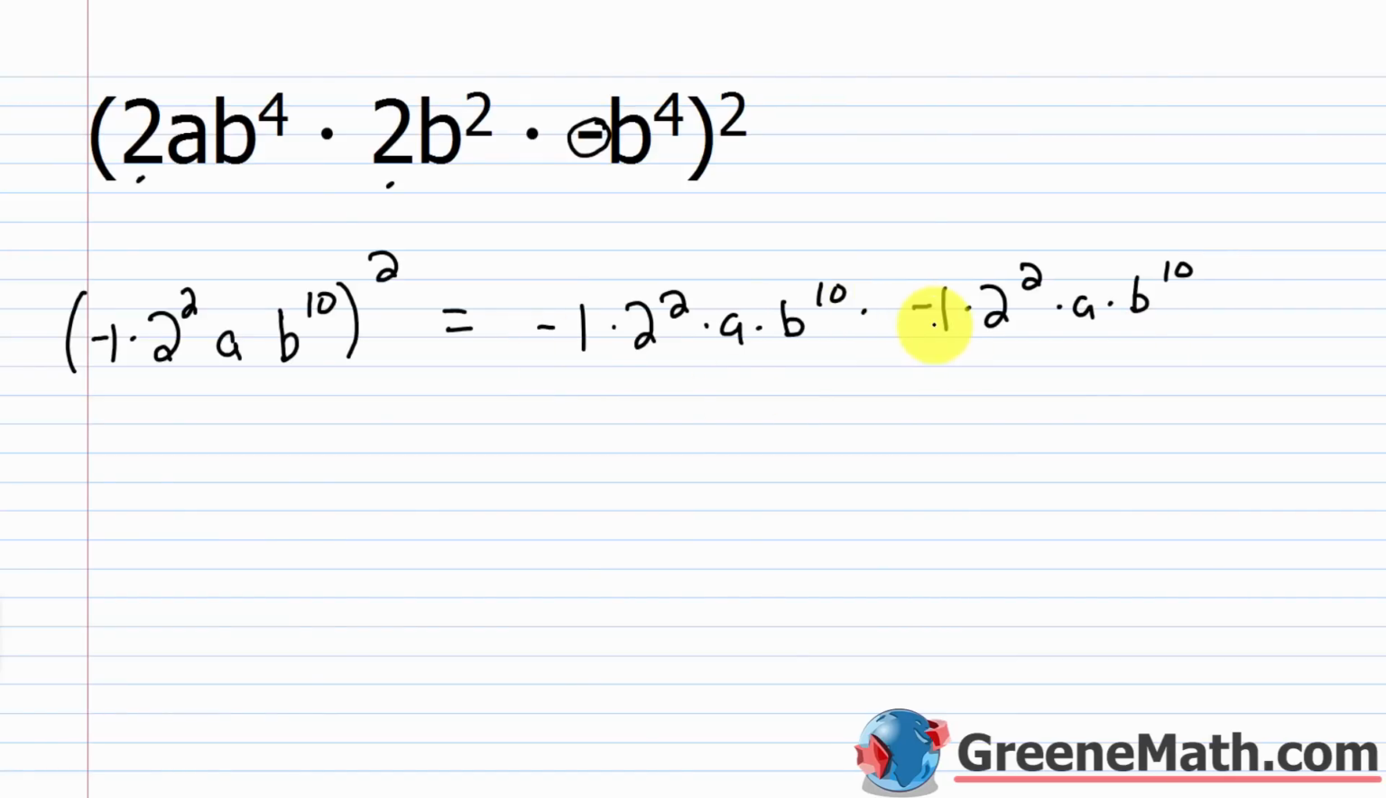Negative 1 times negative 1 is 1. 2 squared times 2 squared is 2 to the 4th power. A times a is a squared. B to the 10th times b to the 10th is b to the 20th. So again, you get the same answer. 2 to the 4th power, a to the 2nd, or a squared, b to the 20th.